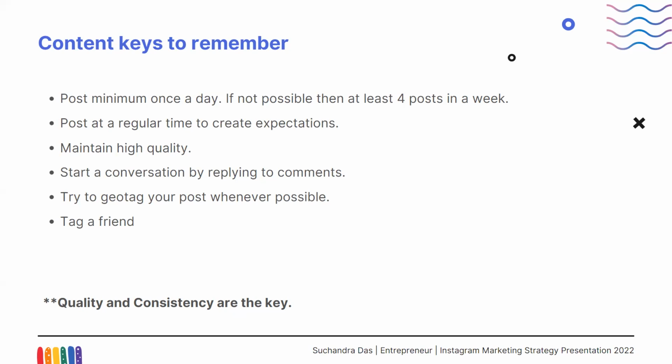Optimizing a profile is basically hammering the potential audience who doesn't know you exist, and they will come to know that you exist. And posting minimum once a day, first, it hammers your followers. 10 followers, 15 followers, or 12, I mean more than 1,000 followers, doesn't matter. Be consistent, and if possible, at least 4 posts in a week. Post at a regular time to create expectations.